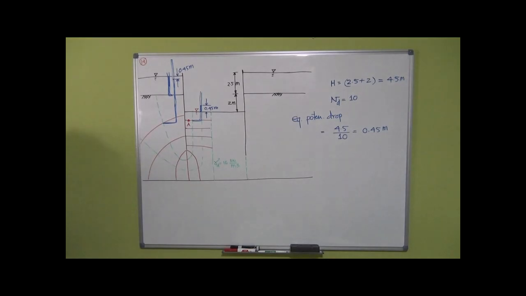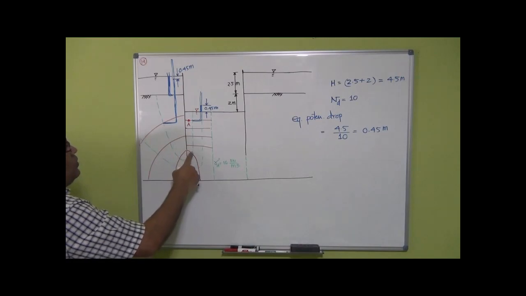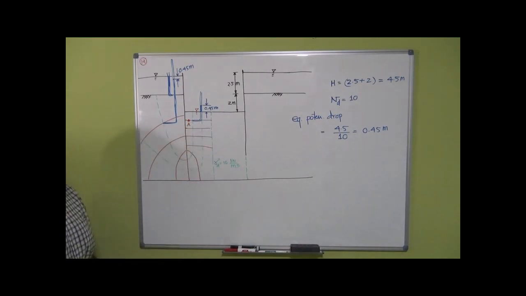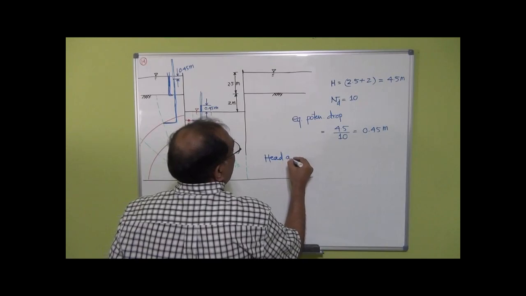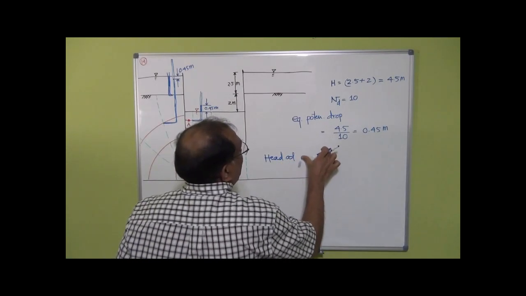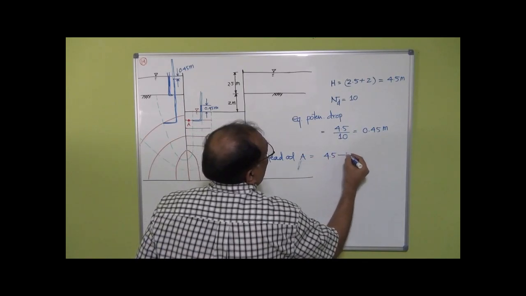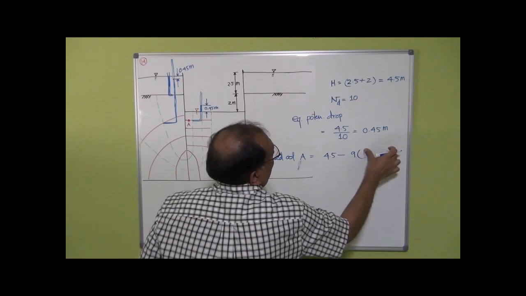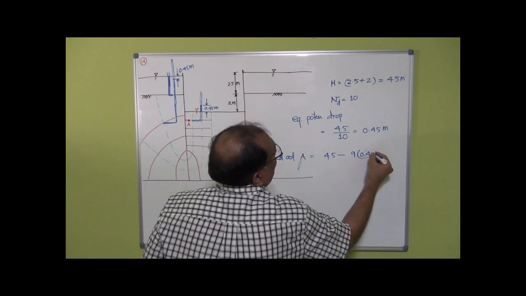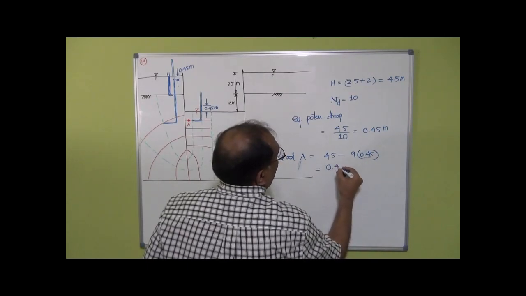You can also see, if you count this way, 1, 2, 3, 4, 5, 6, 7, 8, 9. At point A, we have 9 drops. So what would be the head at A? That would be 4.5 minus 9 into 0.45. That's basically 0.045 meter.